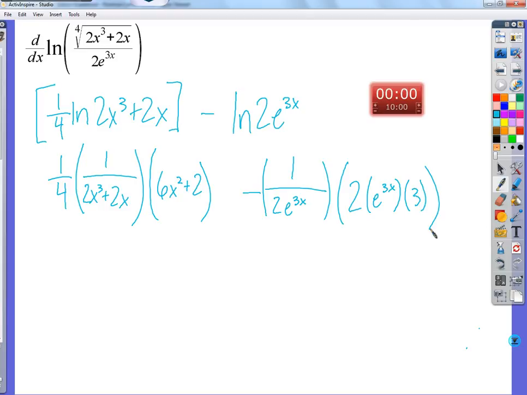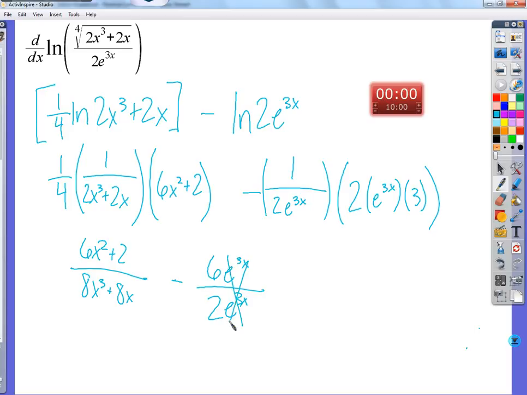Okay. And then you combine it all. So this is going to be 6x squared plus 2 over 8x cubed plus 8x minus 6, 3x over 2. And then can we cancel either of this? So we're gonna cancel, and it's gonna be 3. So this, I don't wanna write it anymore, minus 3.